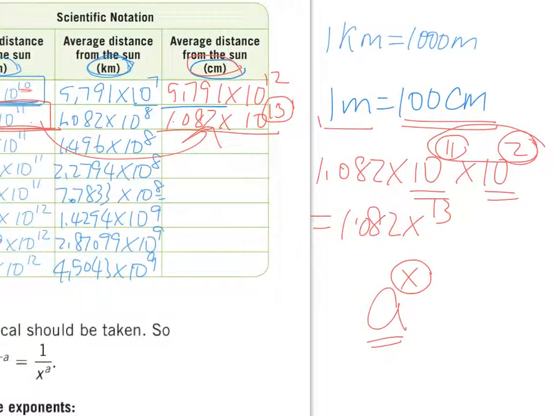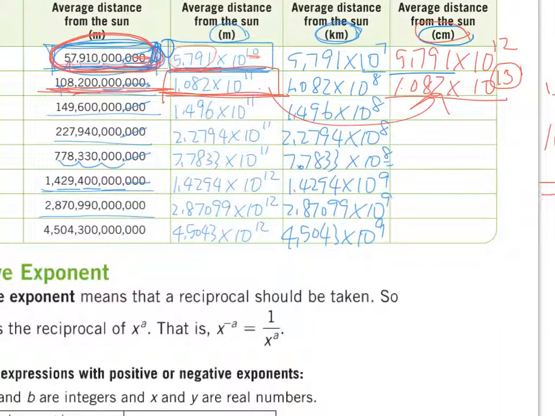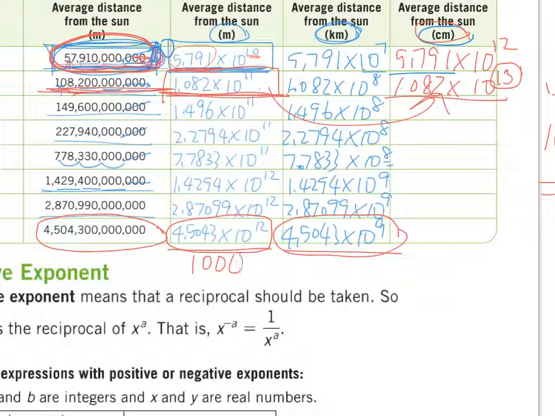Let's go back a little bit. And what about from meter to kilometer? Let's look at this one. I had this many meters, right? And I converted into this many kilometers. What did I do? I divided by 1,000. If I divide it by 1,000, I generate this number.